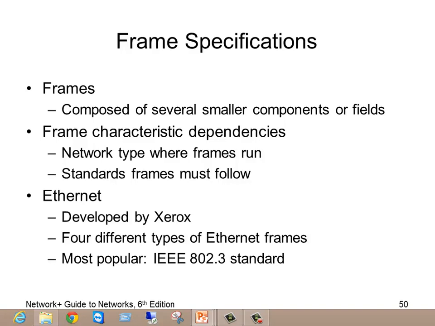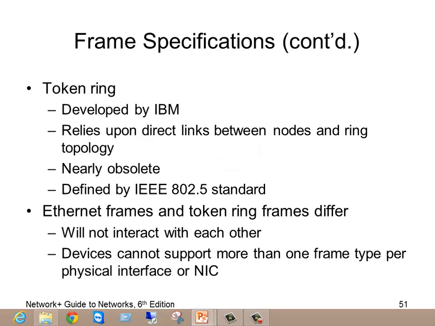So frames are composed of several smaller components or fields. Frame characteristics include the network type, and standard frames must follow it. Ethernet is what we're using for the most part. Ethernet was developed by Xerox, and there are 4 types of Ethernet frames. The 802.3 standard is the most common, but there are some other ones.